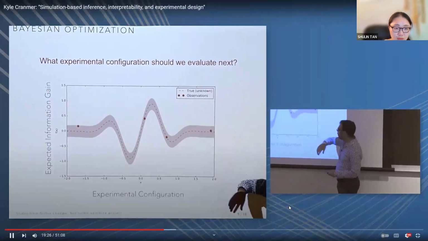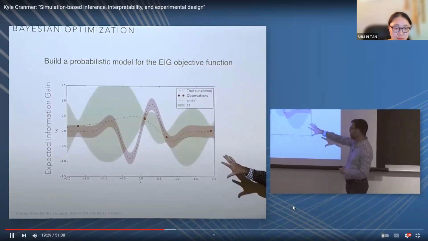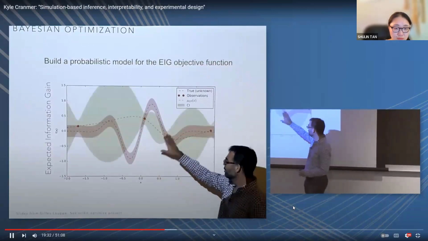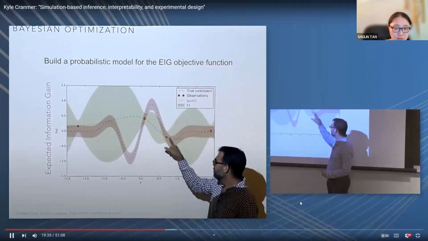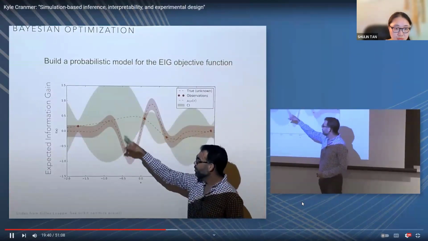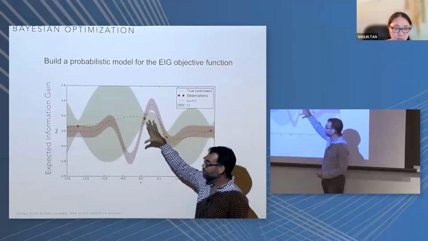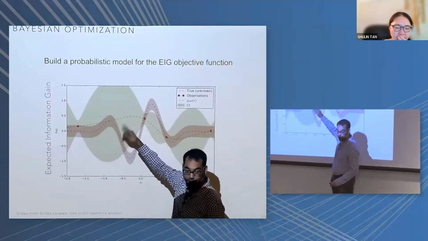So I evaluate it a few times, and then I can use a Gaussian process to try to approximate what this underlying true unknown function is. That's the green dotted line based on these data points. It basically goes through the red data points, and it has uncertainty bands around it. Between the points that I've evaluated, the uncertainty is large.